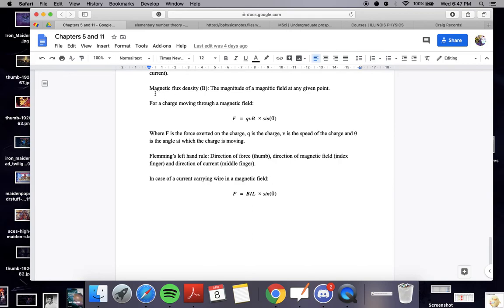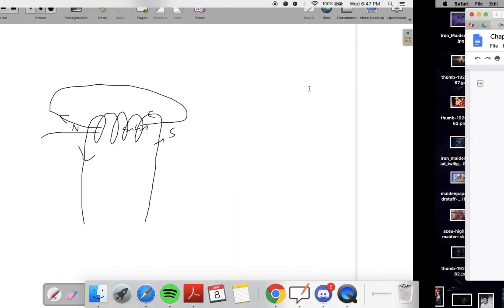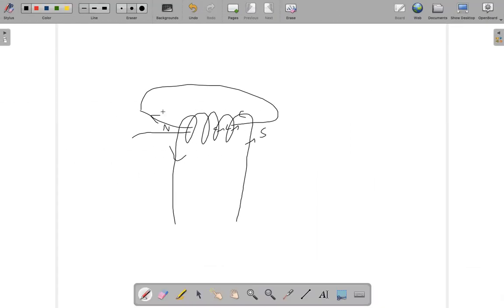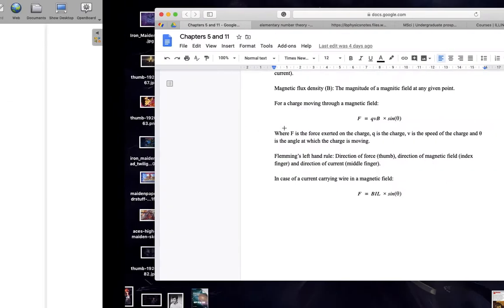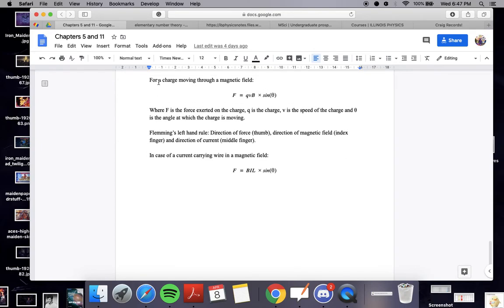Magnetic flux density is the magnitude of a magnetic field at any given point. So in essence, it's similar to an electric field. So it's just how strong a magnetic field is at any point from a magnet. Now, when you have a charge moving through a magnetic field, the force experienced by the charge can be given by QVB sine theta.